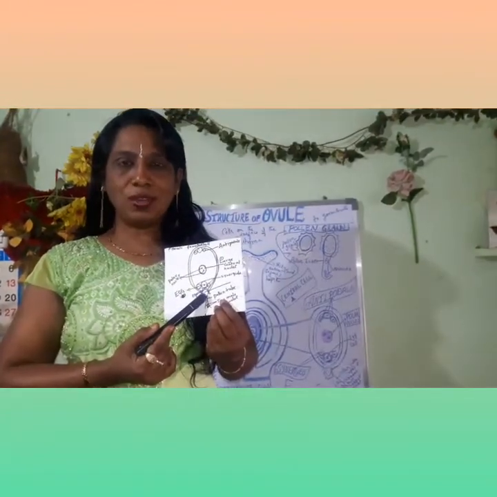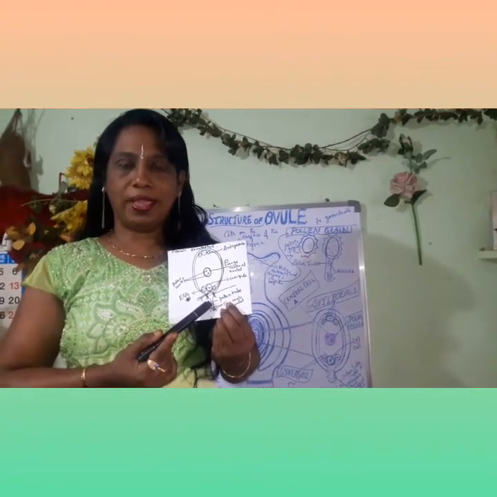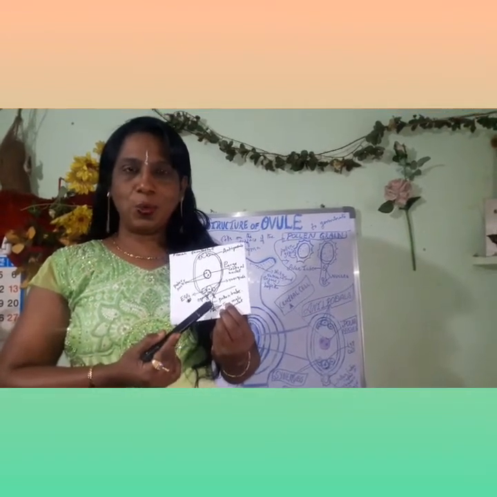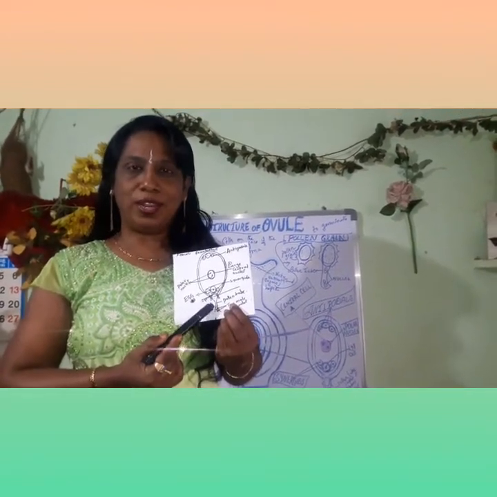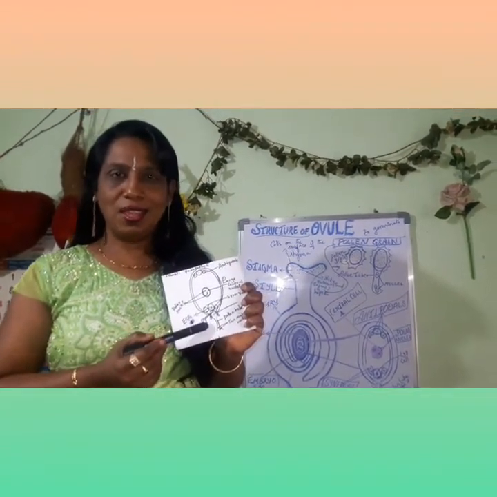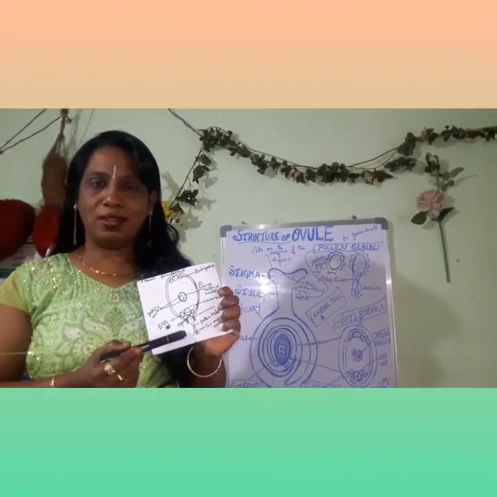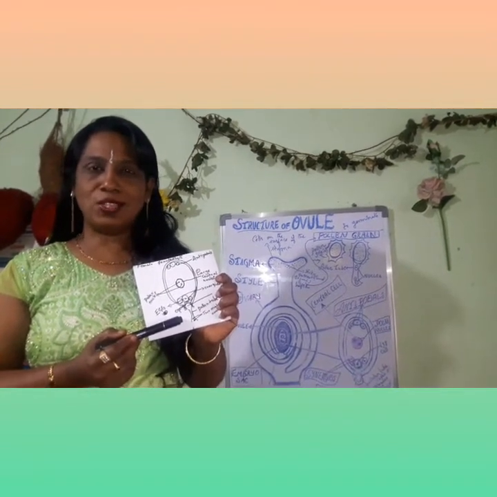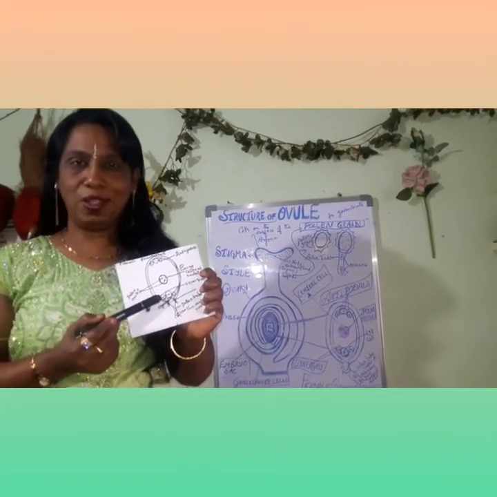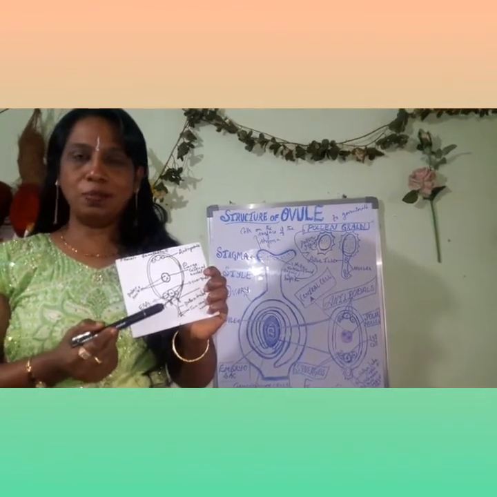The next very important one is the egg cell, which is located at the base of the female gametophyte, where there is an opening through which the pollen tube enters. As we have seen in the last session, the pollen tube has two male nuclei. Of these two male nuclei, one fuses with the egg cell, forming a zygote.